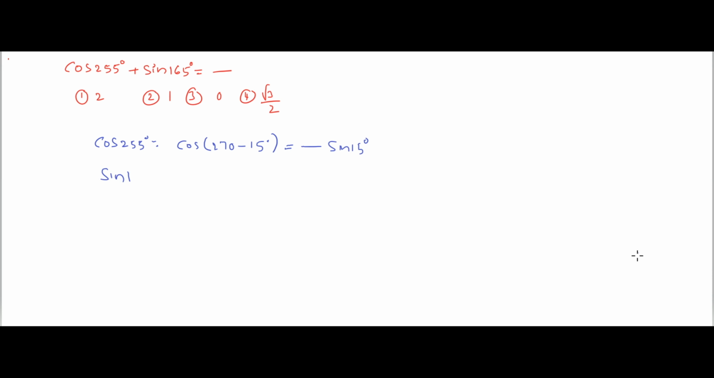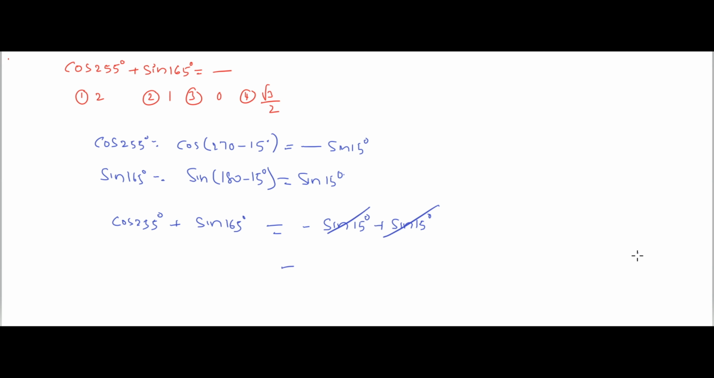And sin 165 degrees is equal to sin of 180 minus 15 degrees. Sin of 180 minus theta lies in the second quadrant. In the second quadrant, sin is positive. Here is 180, sin remains sin, that is sin 15 degrees. Substituting these values, cos 255 degrees plus sin 165 degrees is equal to minus sin 15 degrees plus sin 15 degrees. Minus sin 15 degrees and plus sin 15 degrees cancel, that is equal to 0. Third option is the correct answer.